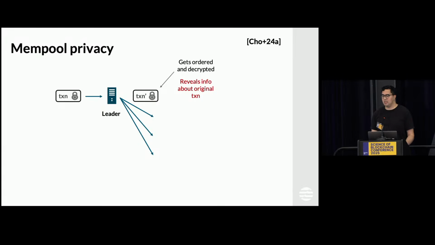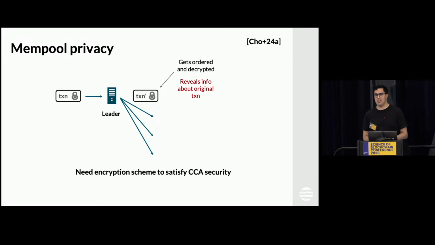This is pretty catastrophic in terms of mempool privacy, and this is the observation that this previous work of Choudhuri et al. made. They observed that, to get mempool privacy in a reasonable way, you need your encryption scheme to satisfy non-malleability, or in other words, to satisfy strong CCA security.